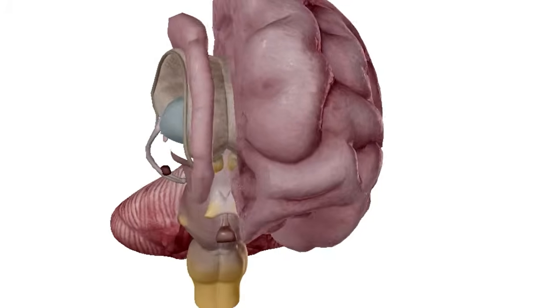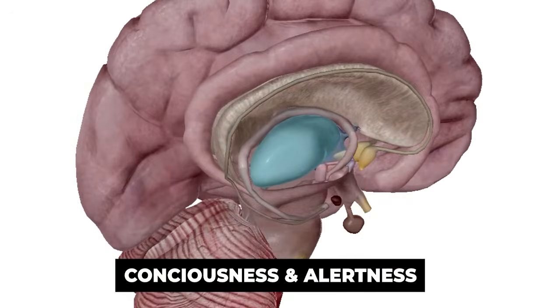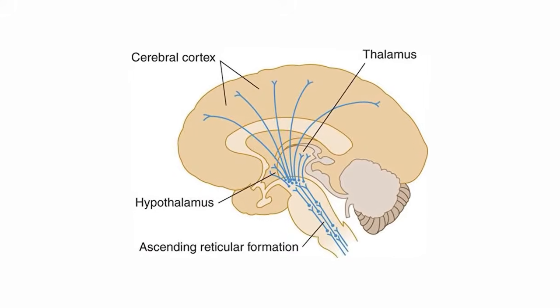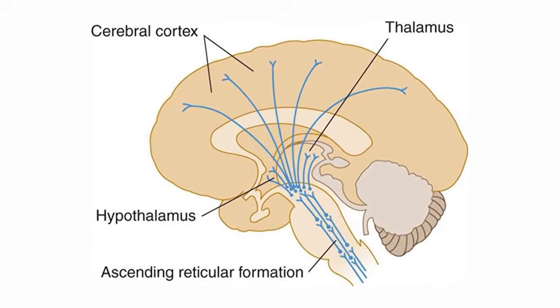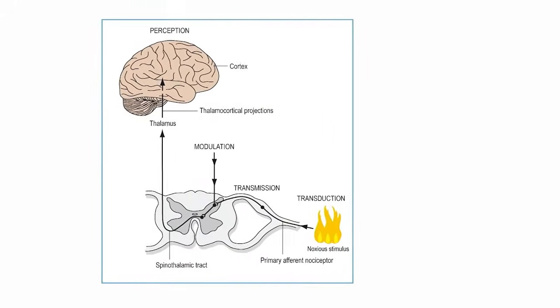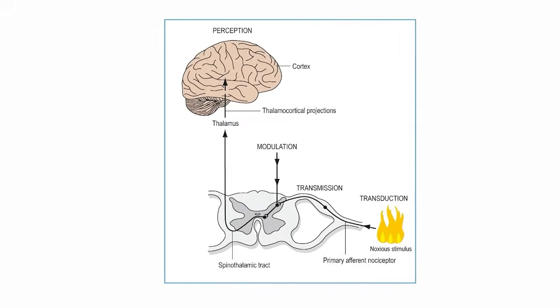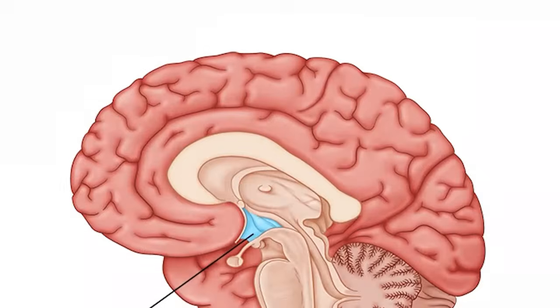Consciousness. The thalamus contributes to consciousness and alertness, particularly through its connections with the cerebral cortex and the reticular formation in the brainstem. Pain perception. The thalamus is also involved in processing pain signals and can modulate the perception of pain.